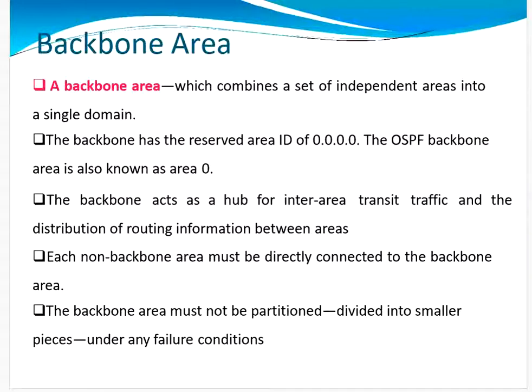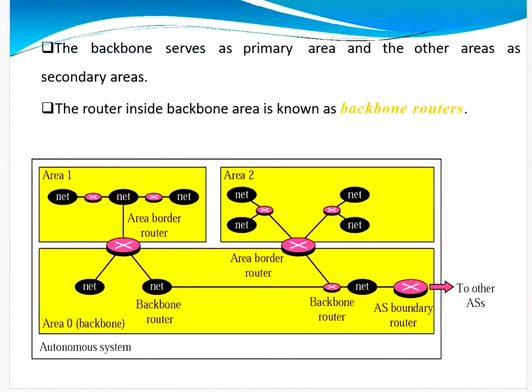The backbone acts as a hub for inter-area transit traffic and the distribution of routing information between the areas. Each non-backbone area must be directly connected to the backbone area, and the backbone area must not be partitioned or divided into smaller pieces under any failure condition. The backbone serves as the primary area in the OSPF protocol, and the other areas are secondary areas. The router inside the backbone area is known as the backbone router.